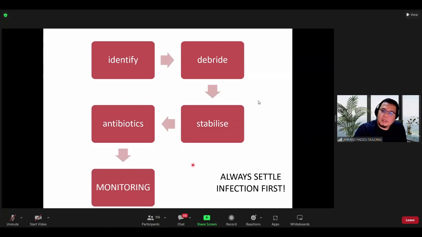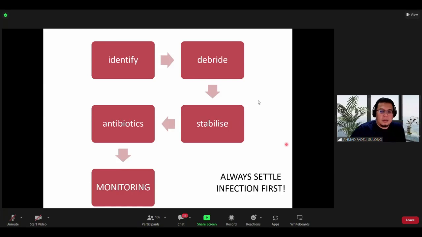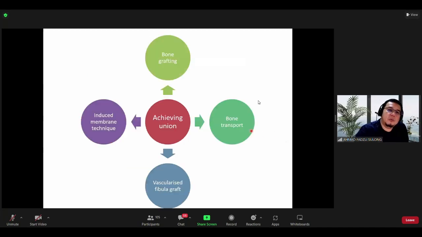So back to Ishak earlier, how do you manage your union then? In a septic non-union, what will it be dependent on? Yeah, depends on the size gap of the non-union. Okay, good. It depends on how much bone we have removed at that moment of time. Okay, so what type of management have you seen?